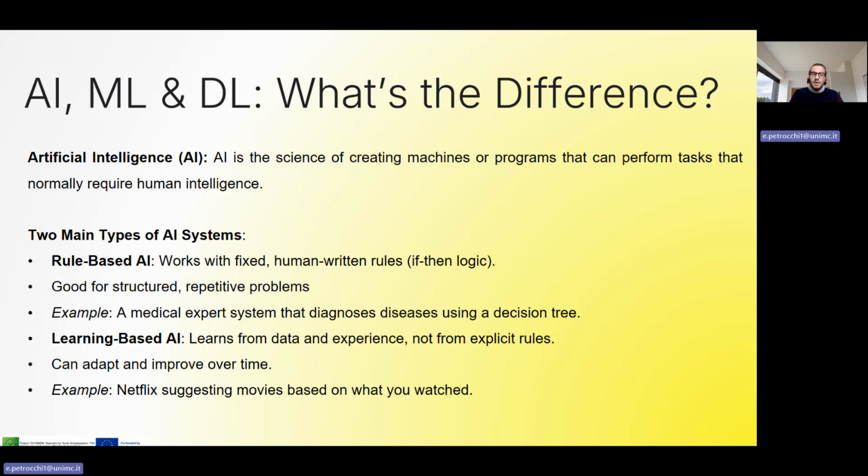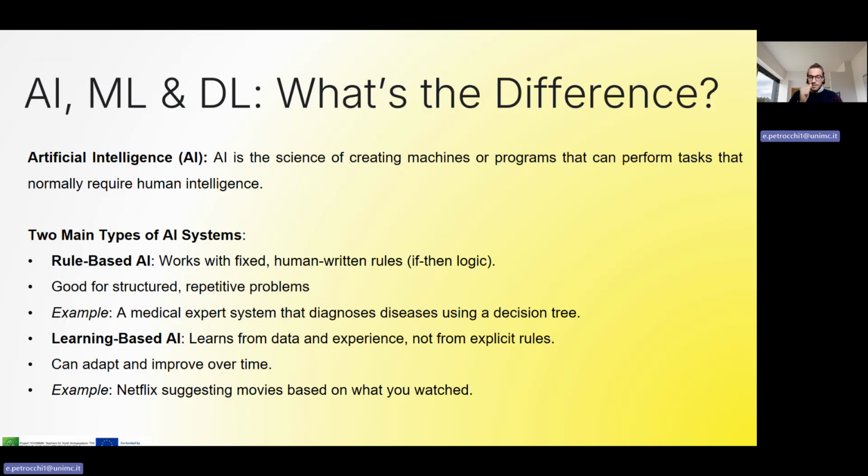So rule-based AI systems work with fixed human-written rules, for example, the if-then logic, and they are good for structured, repetitive problems. An example is a medical expert system that diagnoses diseases using a decision tree, which is a simple model that doesn't entail any kind of machine or deep learning systems.